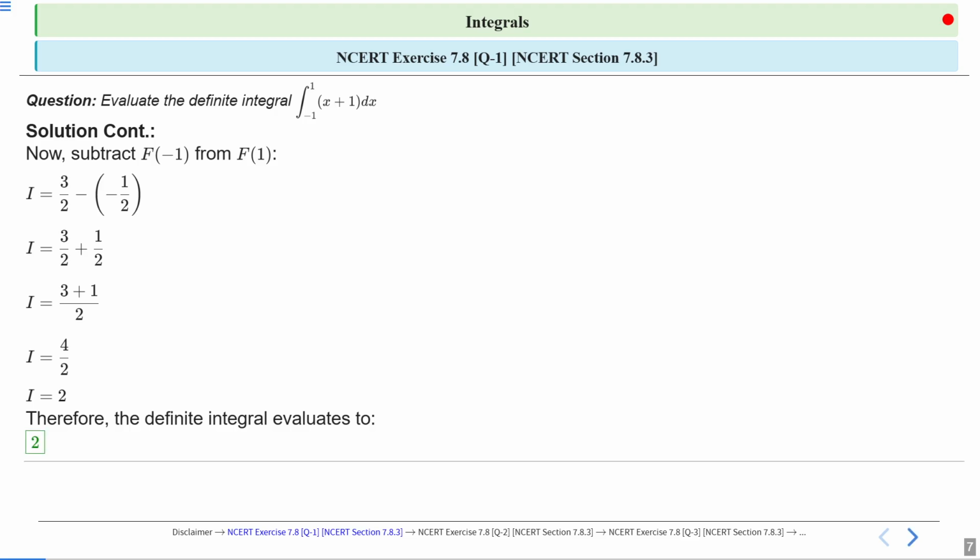So, to calculate a definite integral, in the first step, we have to find the indefinite integral, that is, the antiderivative. And when we calculate the antiderivative, we just need to subtract the value of the antiderivative at the lower limit from the value at the upper limit. Then we get the value of the definite integral. Okay.